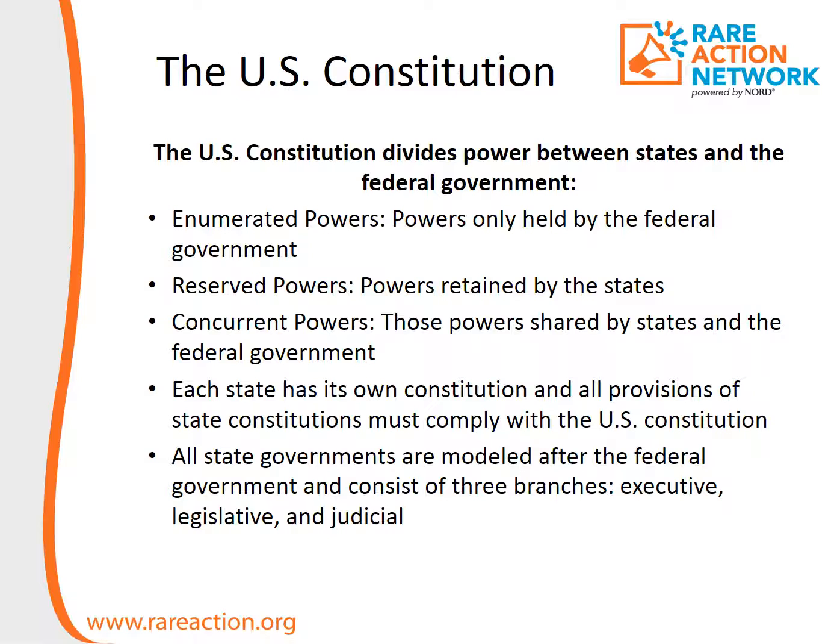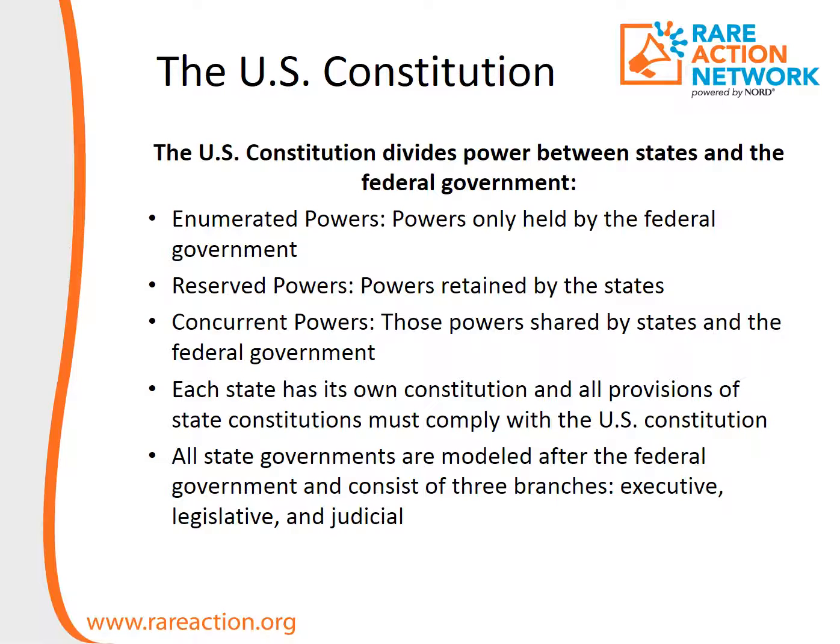So the U.S. Constitution divides power between states and the federal government in several different ways. First, there are enumerated powers. These are powers only held by the federal government, such as the power to make treaties or declare war. There are reserve powers. These are powers retained by the states. This typically means police powers, or powers to protect public health. There are concurrent powers. These are powers shared by the states and the federal government, such as the ability to tax.